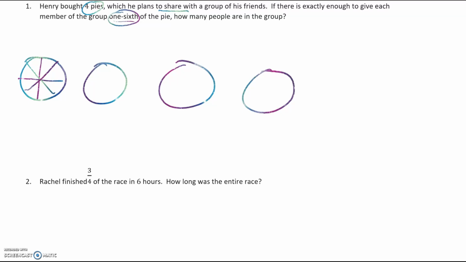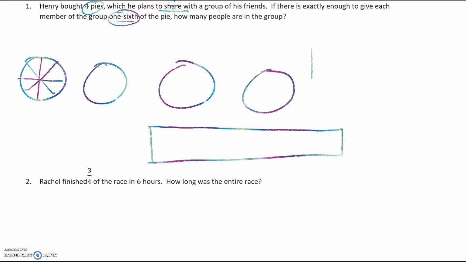So this word share means that I'm going to be dividing it. I'm breaking it up. So here I would have 4 pies. And what am I doing? Well, here's 1 pie. Here's 2 pies, and here's 3 pies. And I'm breaking each of these pies up into a 1/6.